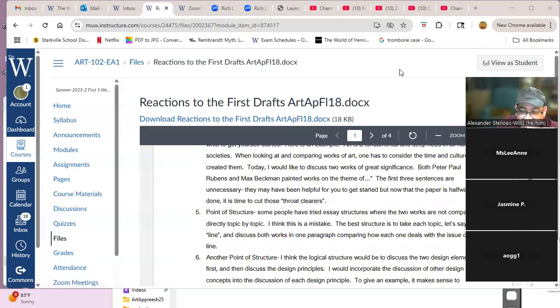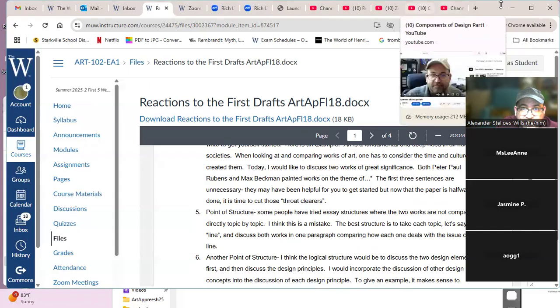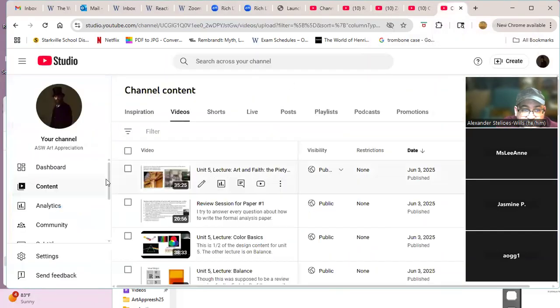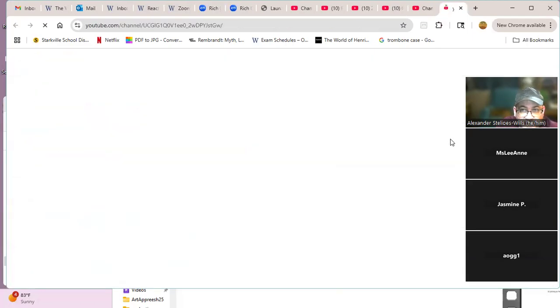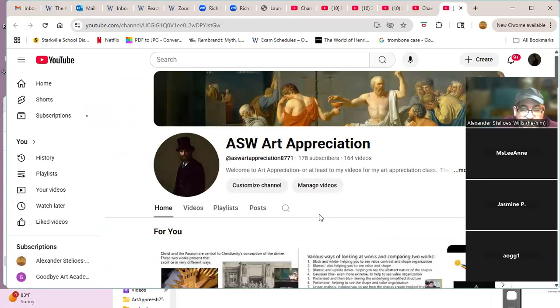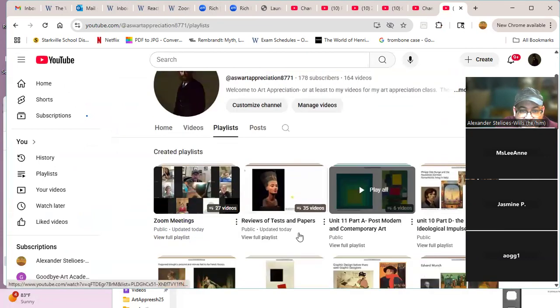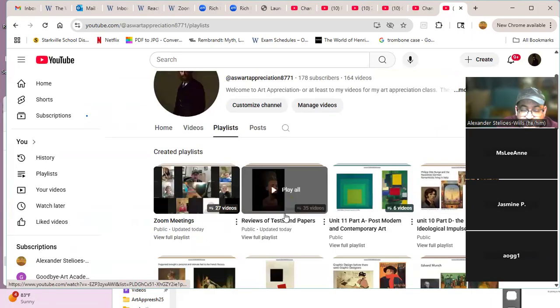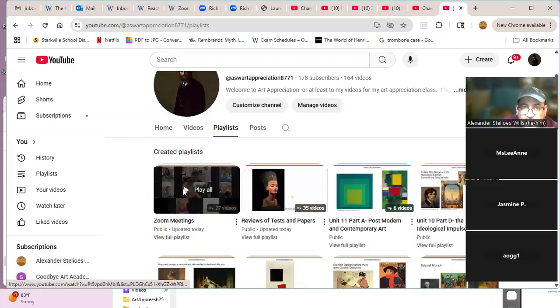So besides that, there are still more resources that are available to you. Hold on a second, let's go to the YouTube page, which is the right one. If you go to the YouTube page and then you look up playlists, you'll find two playlists right at the beginning, one called Zoom meetings and one called reviews for tests and papers. I'm going to open up the Zoom meetings one first.